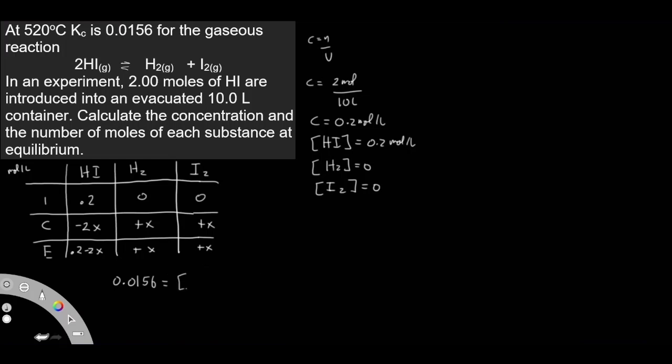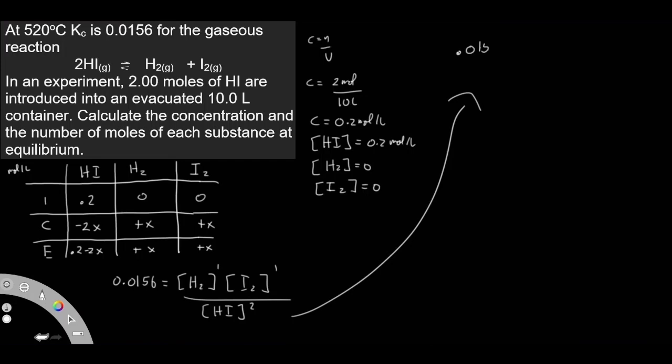So we're putting in what we need for the products on the top, our H2. For our H2, again, it's going to be to the power of 1. I2 is also going to be to the power of 1. For our reactant, it's just going to be to the power of 2. Bring this over here. So we're going to get our 0.0156, and then our products over here, we're going to start with our x multiplied by our other product, or the x, and then on the bottom for our reactant is going to be 0.2 minus 2x.